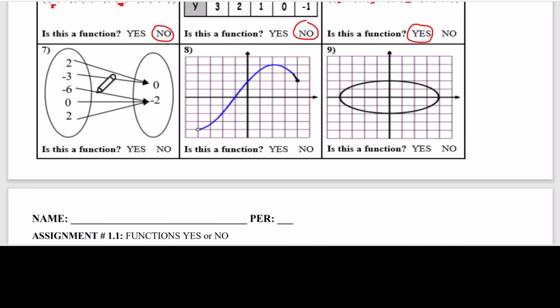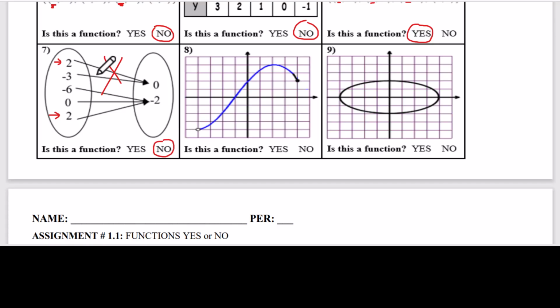All right, the next problem. Here I have a mapping. And at first sight, I see only one arrow coming from the left, and I'm like, woohoo, it is a function. But be careful, because there is a trap right here. You see the number 2 right here, and this number 2 right here? They're equal. And that means the x is repeating. So that means this is not a function.